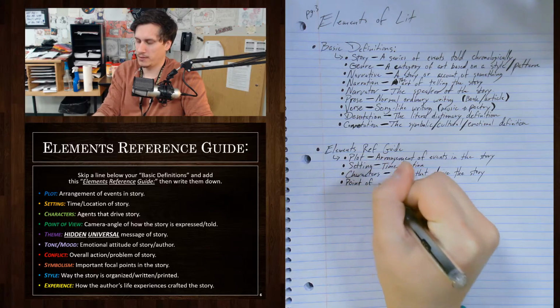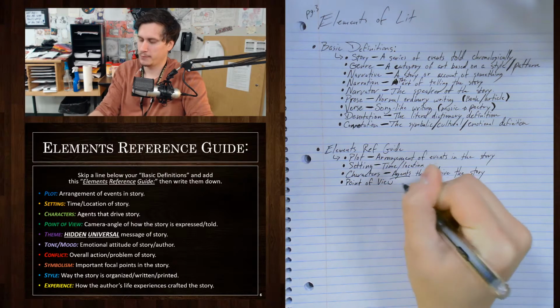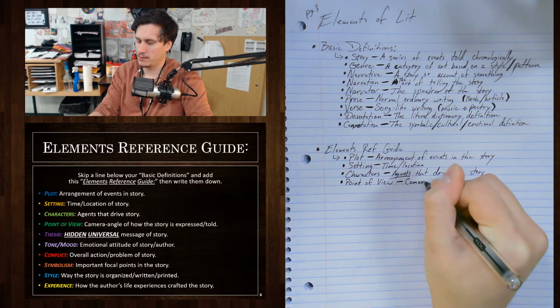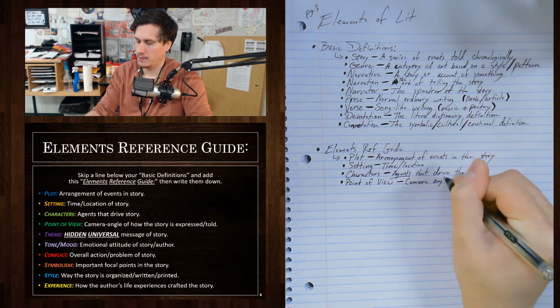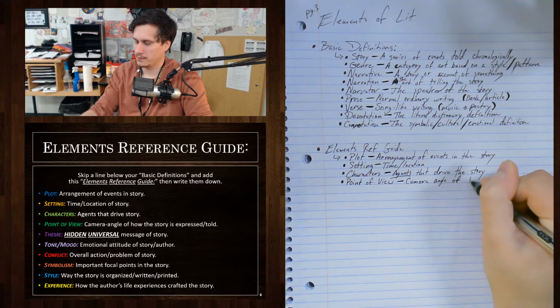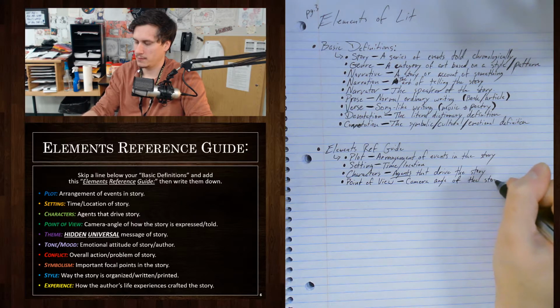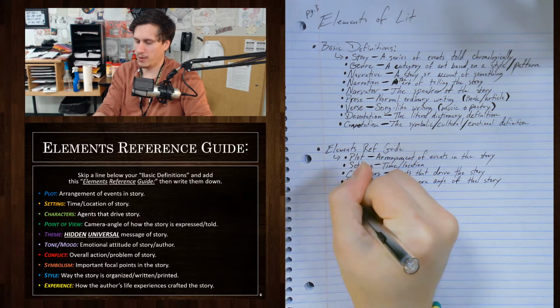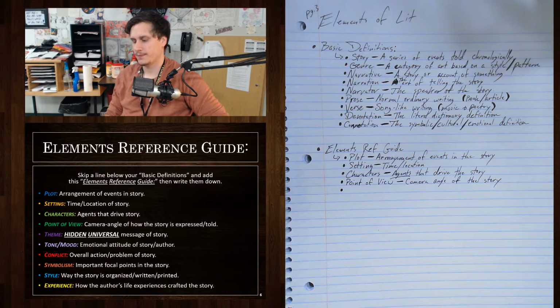Point of view. Point of view is going to be your camera angle of the story. So it is the way that you are composing the shot, so to speak.